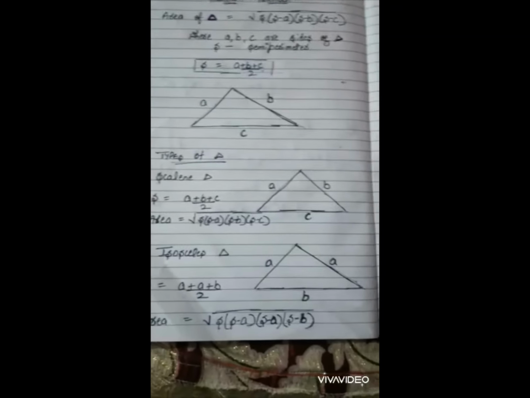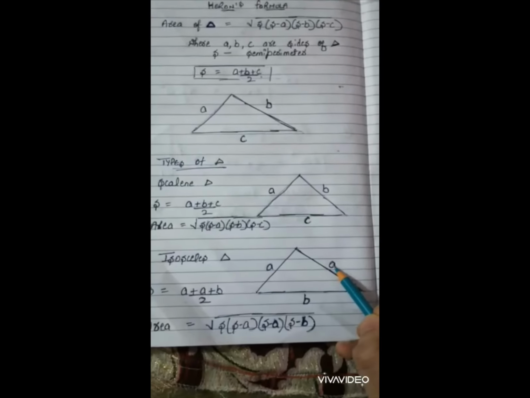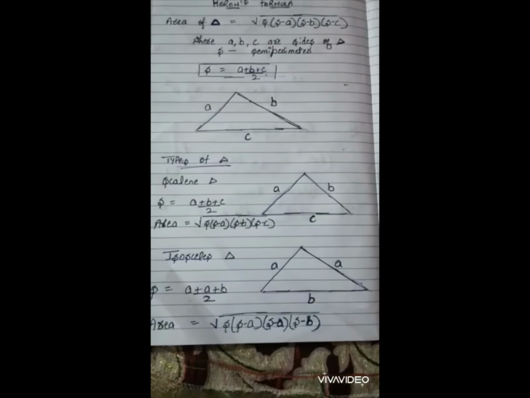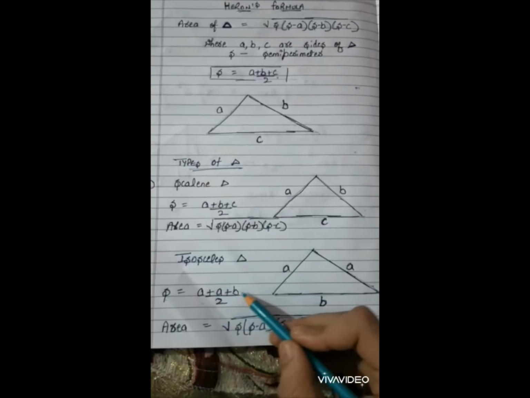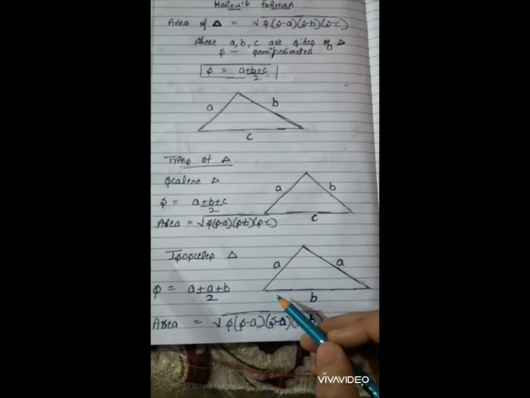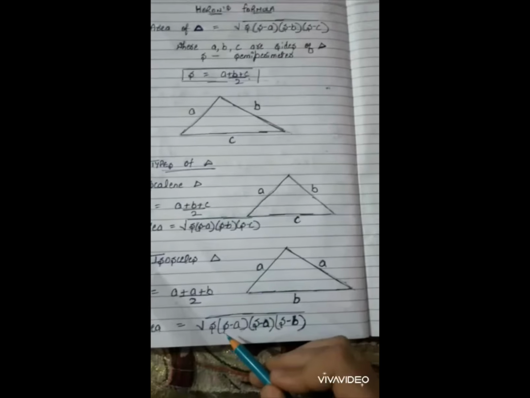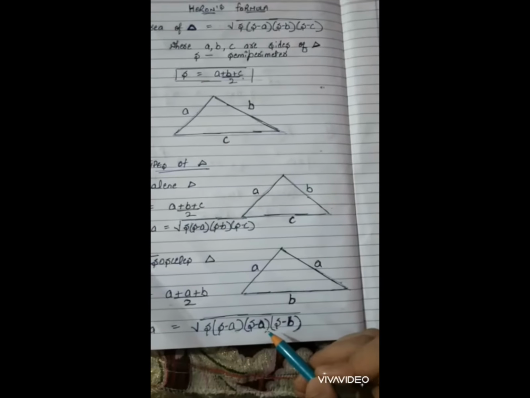Our second type of triangle is the isosceles triangle. An isosceles triangle is a triangle in which 2 sides are equal and 1 is an unequal side. Then s will be (a plus a plus b) by 2, and the area is equal to root of s into (s minus a) into (s minus a) into (s minus b).